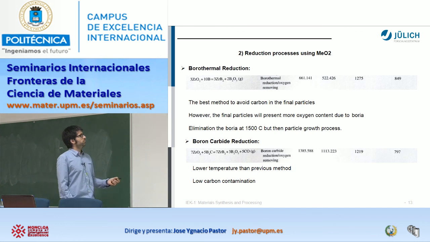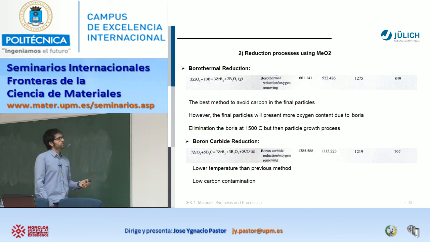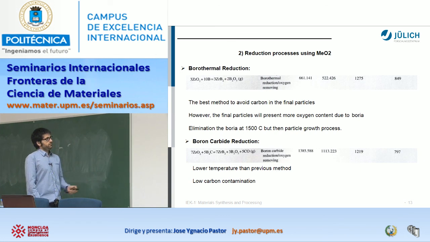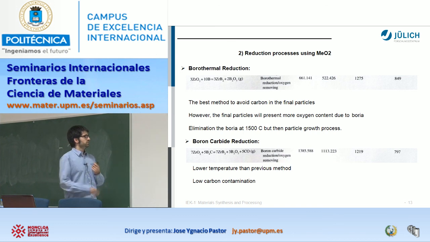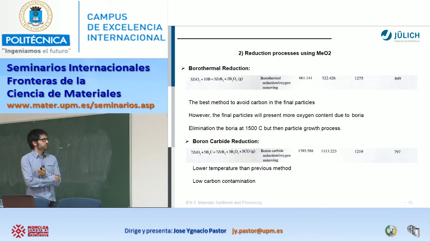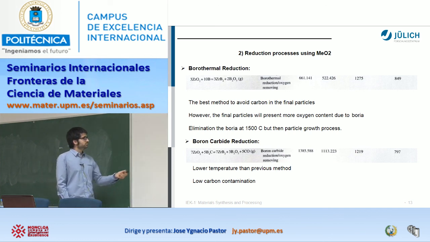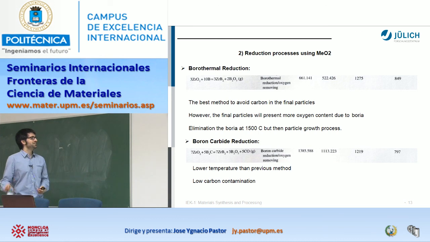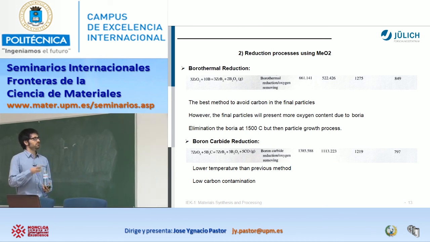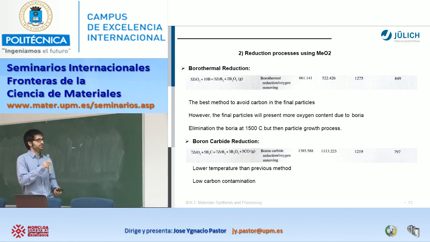More reduction processes. Now the borothermal reduction, we just use elemental boron. Again, the free Gibbs energy is positive, and then we should supply all this energy. But as you see here, this is the best method to avoid carbon. For one really easy question, is there no carbon? Then it's quite complicated, because at the end we have carbon, and this carbon, as I told you, is critical in the final material. Okay.